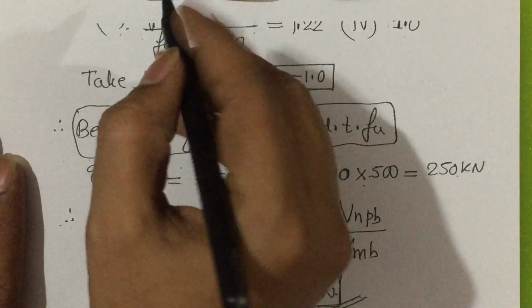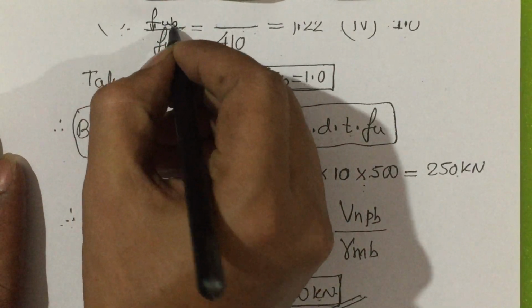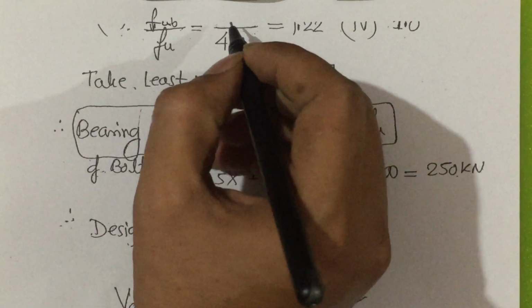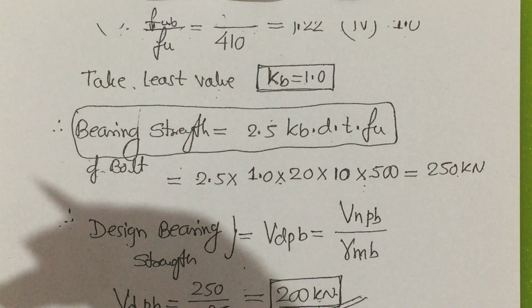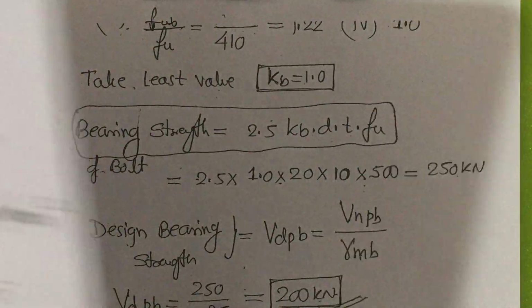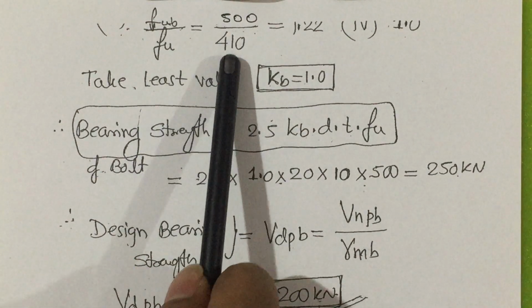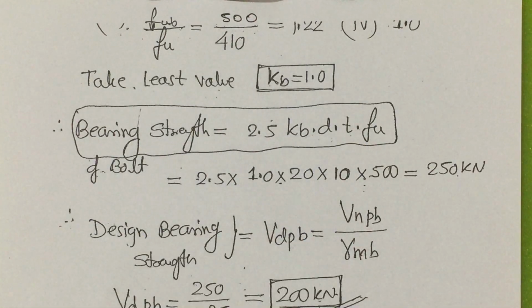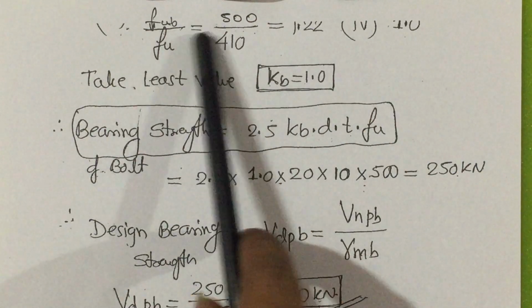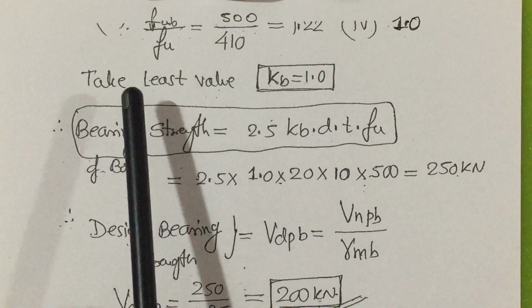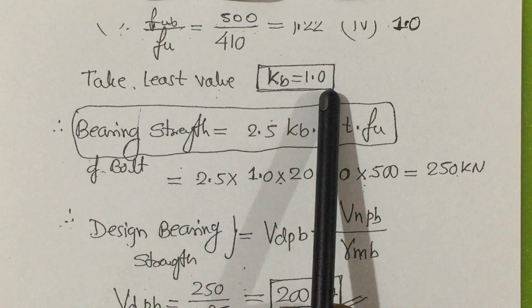Another formula is Fub by Fu. Fub is given in the problem, property class 5.6, so Fub is 500, and Fu for the plate ultimate stress is 410, so you are going to get 1.22. Then the fourth formula is 1. We need to take the least value. The least value is 1.